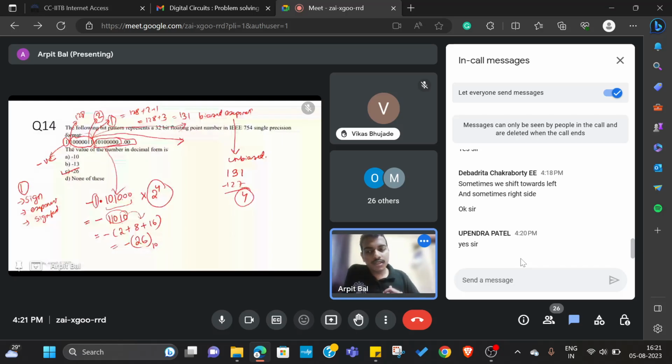And yeah, for the IEEE standard single precision floating point, there is an exception that the implied one comes into the picture. Okay, and in the simple one there is no implied one. Correct. So if you remember these 3 points, then I think you should not face any difficulty.